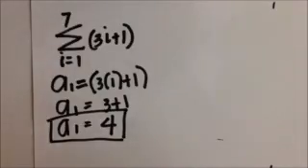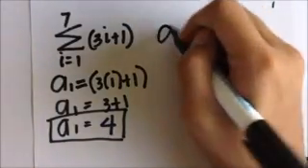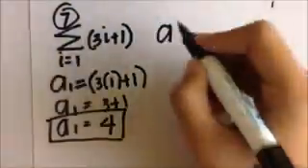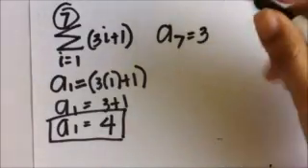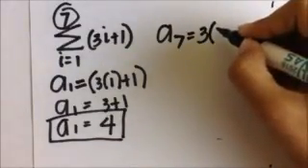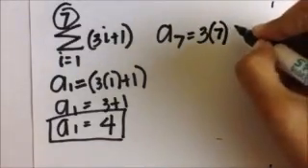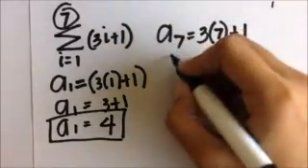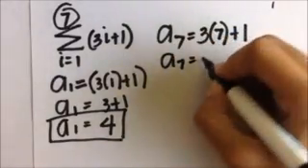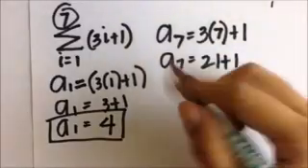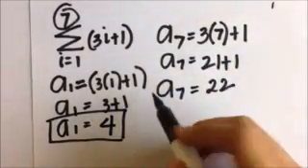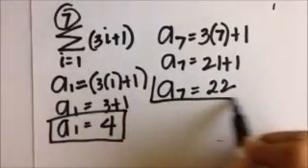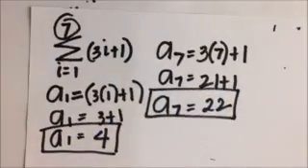And the next one you're going to solve is the last term, or here, the upper limit. a7 is equal to 3, and substitute the value of i equal to 7, plus 1. a7 is equal to 21 plus 1. a7 is equal to 22. So our seventh term is equal to 22.